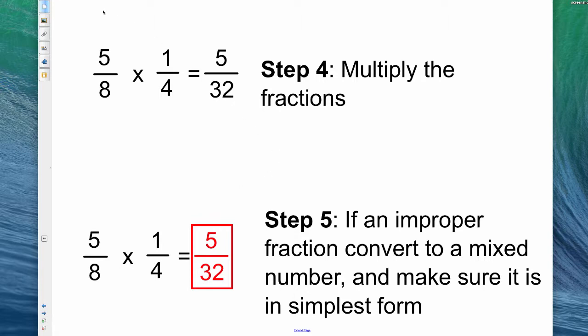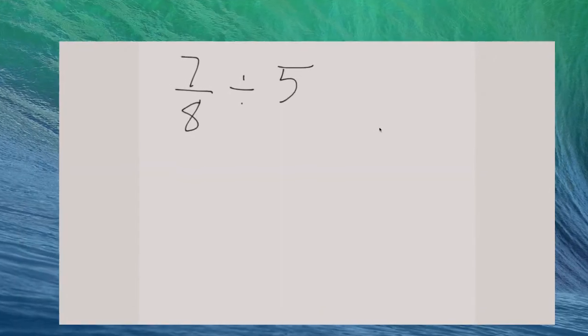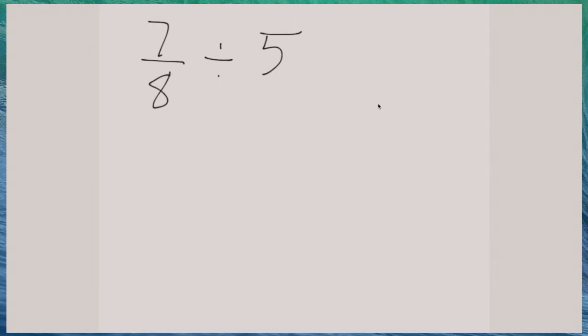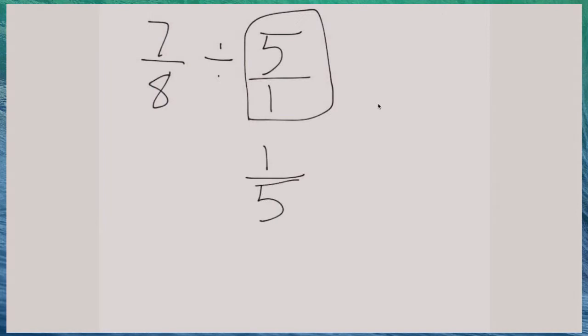Let's go ahead and get some more practice. For our example problem, let's go ahead and try 7/8 divided by 5. First, we need to make our 5 into a fraction by putting a 1 under it. Next, we take the divisor and we find the reciprocal. So we flip it upside down and it becomes 1/5.